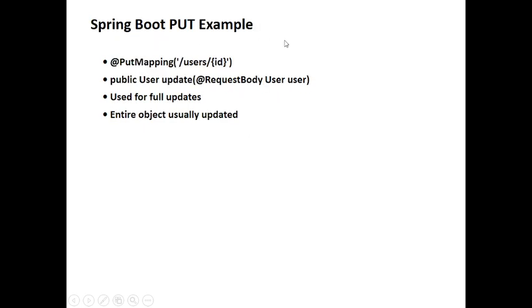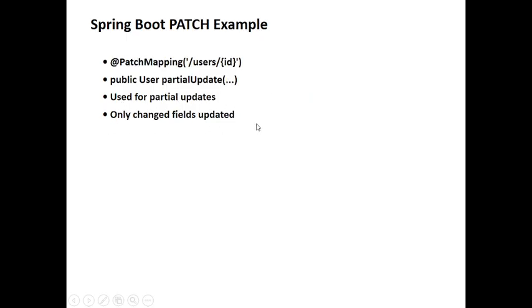Now a Spring Boot PUT example, @PutMapping. This is the Spring Boot code: public User update(@RequestBody User user). The entire user object we got, and the entire user object we update to the database. It is used for full updates, where the entire object is usually updated. Then @PatchMapping /users/{id}: public User partialUpdate, where only the required fields are updated. It is used for partial updates, where only changed fields are updated.